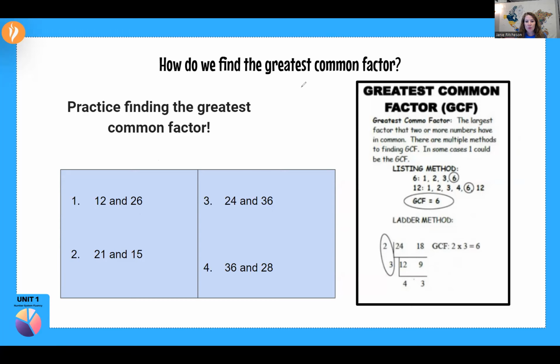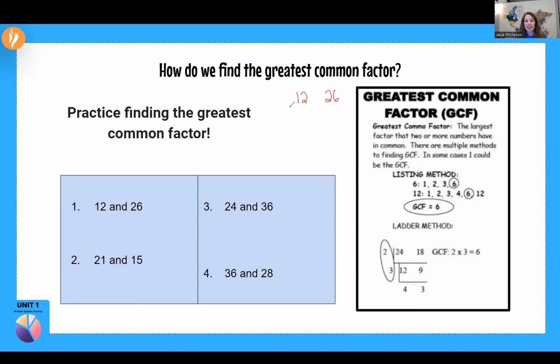All right, so I'm going to do 12 and 26. They're both even. Whoops, I almost did it upside down. So since they're both even, I'm going to start with a 2. So 2 times what is 12? I always do that. 2 times what is 12? The answer is 6. 2 times what is 26? The answer is 13. And then look at these 2 digits. Can I divide 6 and 13 by the same number besides 1? The answer is no. So my greatest common factor of 12 and 26 is only 2.